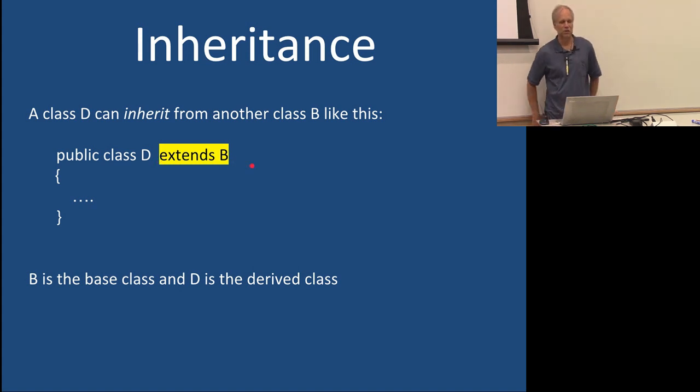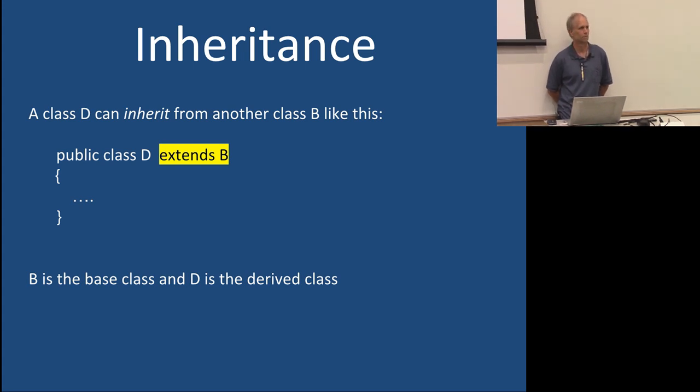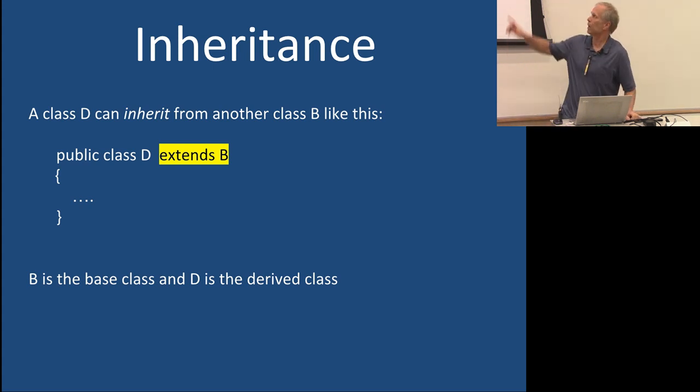So D extends B. I used B and D because the class being extended is called the base class, and the class that's doing the extending, the class we're defining, is called the derived class. So I use B and D for base and derived. D is inheriting from B. I want to explore what that means. We're talking about inheritance now, and you know you're using inheritance when you see that extends keyword.